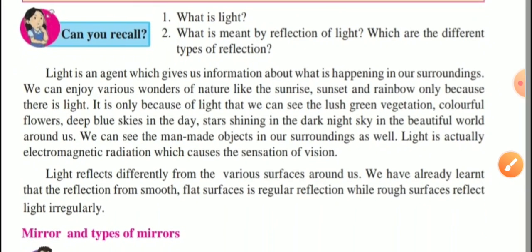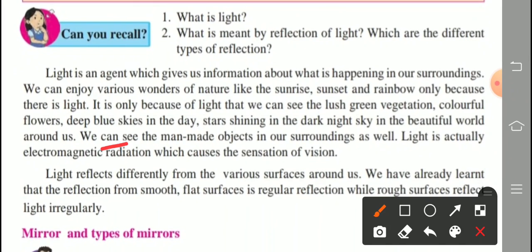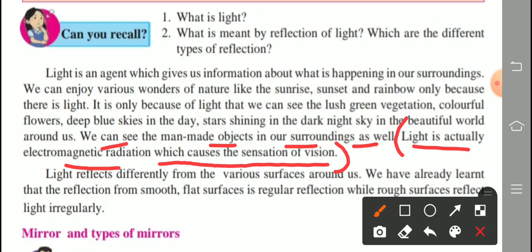We see the man-made objects in our surrounding as well. So what is light? Answer is given here. Mark that. Light is actually electromagnetic radiation which causes the sensation of vision. Question asks for 1 mark. What is light? So you write like this way. Actually, electromagnetic radiation which causes the sensation of vision is called light. Getting all of you? Next.